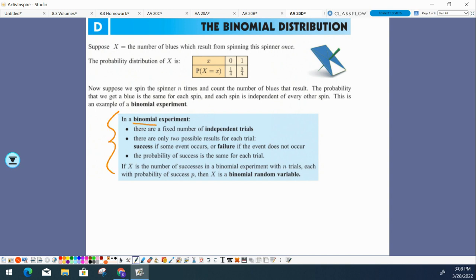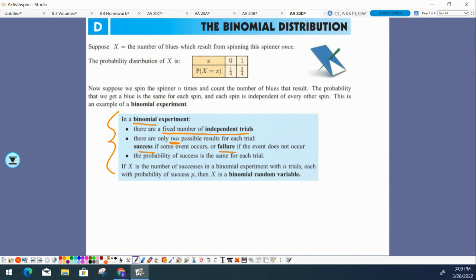So first of all, binomial, that indicates 2. A binomial experiment means there's, first of all, a fixed number of independent trials. There's an exact number of independent trials. There's only 2 possible results, hence binomial. It's either a success if one thing occurs, or a failure. It's either one or the other. There's nothing else that can happen.